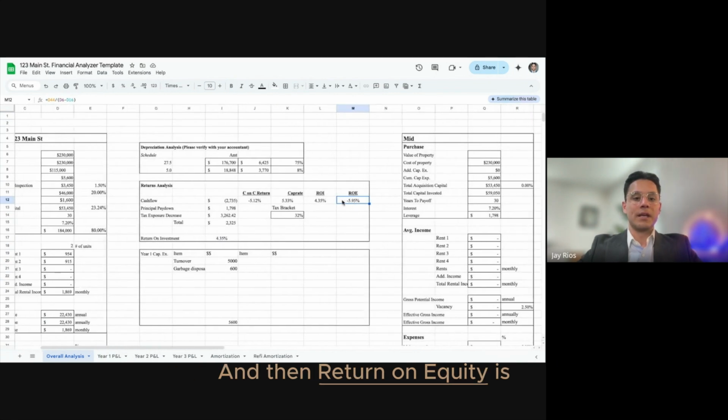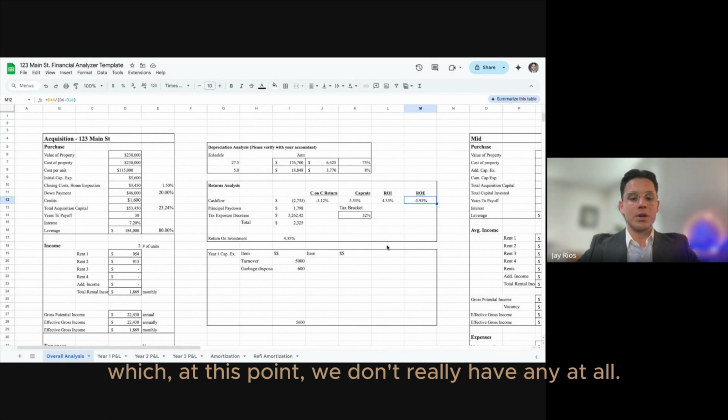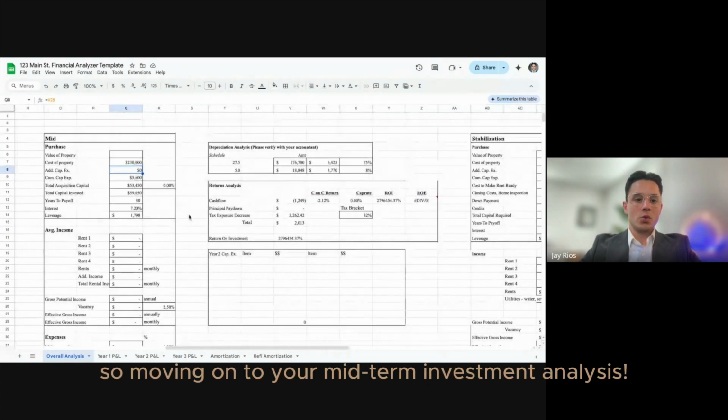And then return on equity is how much equity do you have in it, which at this point we don't really have any at all. All right, so moving on to your midterm investment analysis.